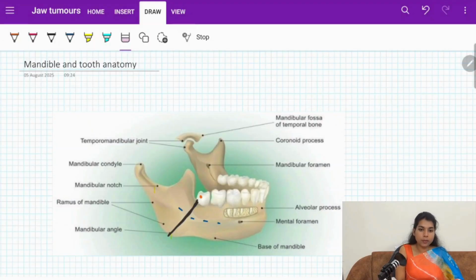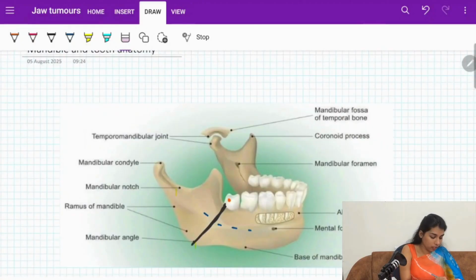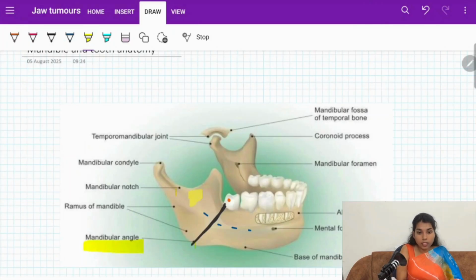Let's start. Hi guys, let's teach Api starting from the basic anatomy of the mandible, followed by approach to jaw tumors, and we'll end with the classification of jaw tumors. Starting with the anatomy, this is the angle of the mandible. Above this is called the ramus of the mandible, and below this is called the body of the mandible.